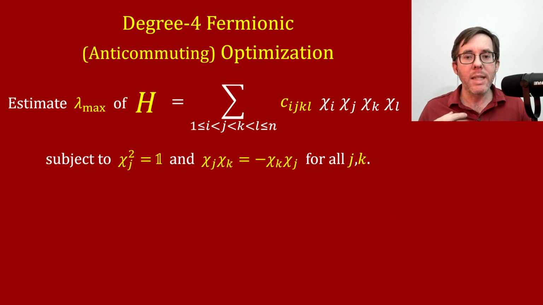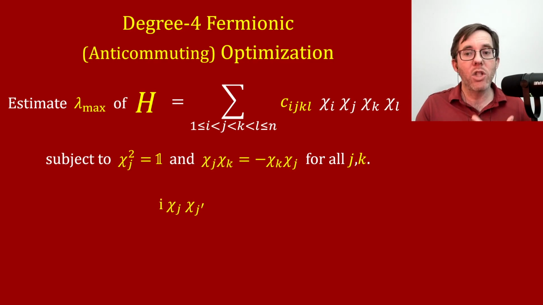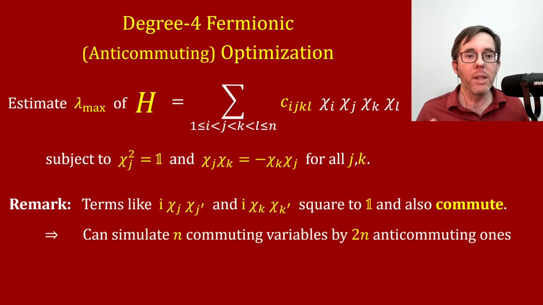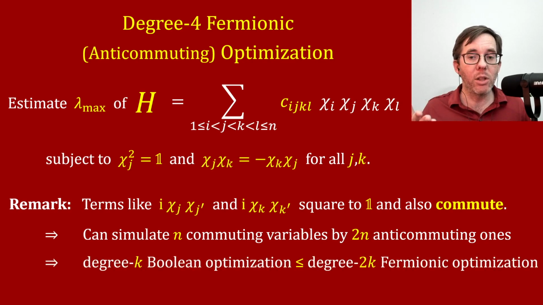In fact, you can simulate the usual commutative version of the problem using the anti-commutative version. So if you look at a pair of chi's, like chi j chi j prime, this degree 2 monomial squares to -1. So if you stick the scalar i, the square root of -1, in front, it squares to 1. And moreover, it's easy to check that two terms like this commute. Okay, and from this, it follows that you can simulate n commuting Boolean variables by 2 times n anti-commuting ones. And hence, degree k Boolean optimization reduces to degree 2k fermionic optimization.